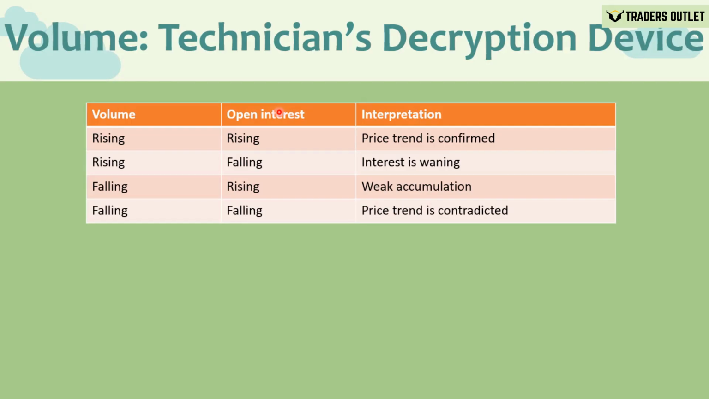Now remember, let's revise our definition. Open interest is not how many transactions happen in a day, right? Open interest is how many contracts are open as of a particular period. So that is open interest. To understand it better, let's take some examples, and then we'll move to interpreting open interest and relating it with volume.